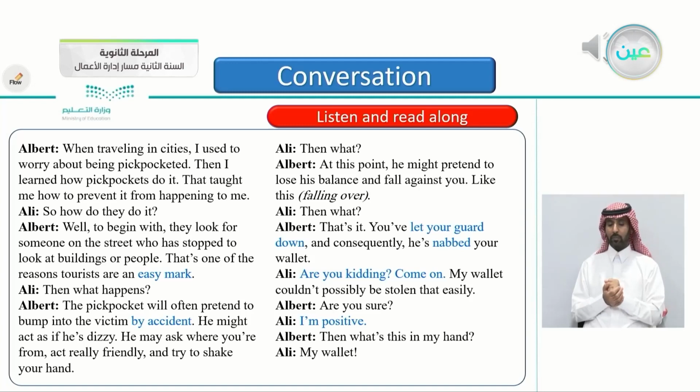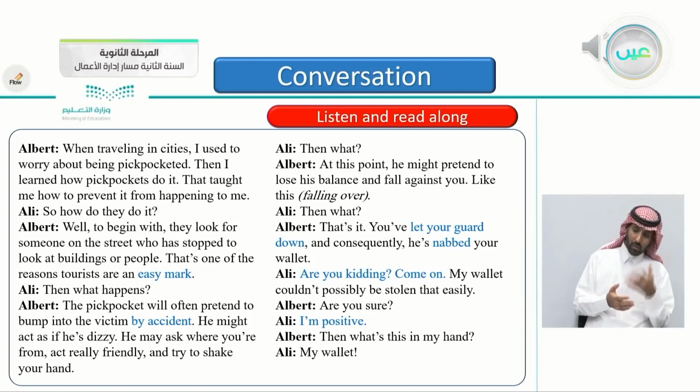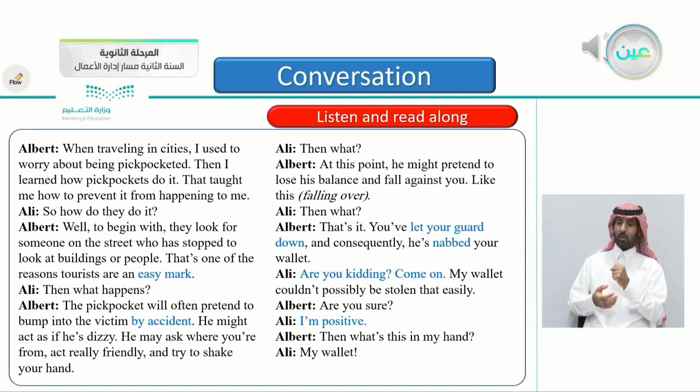Then what? At this point, he might pretend to lose his balance and fall against you. Like this. Then what? That's it. You've let your guard down, and consequently, he's nabbed your wallet. Are you kidding? Come on, my wallet couldn't possibly be stolen that easily. Are you sure? I'm positive. Then what's this in my hand? My wallet!